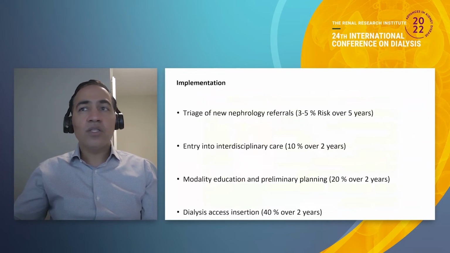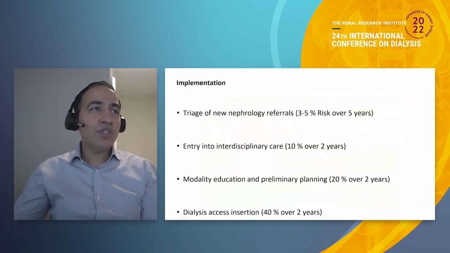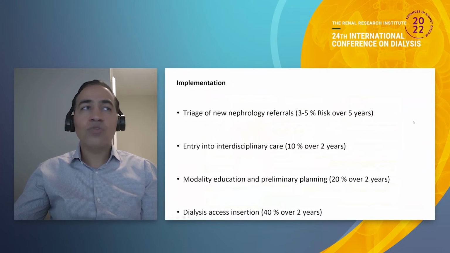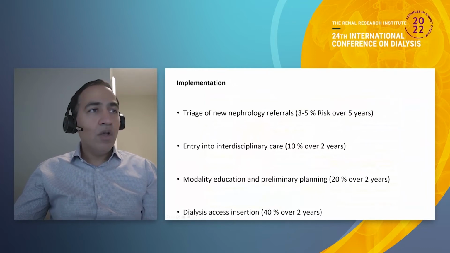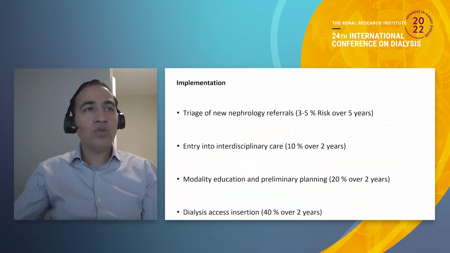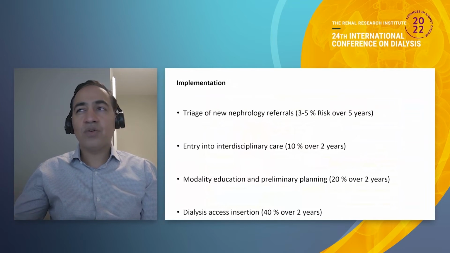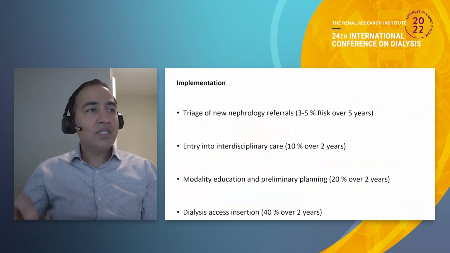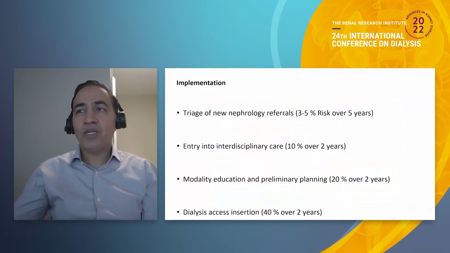Now let's look at how the KFRE is implemented. I'm going to show you examples that have been used in Canada, the UK, and in many other countries, health systems. First, the KFRE can be used to triage new nephrology referrals. Who needs to see a nephrologist? 3 to 5% risk over 5 years. Second, who needs interdisciplinary care or case management? 10% risk over 2 years.